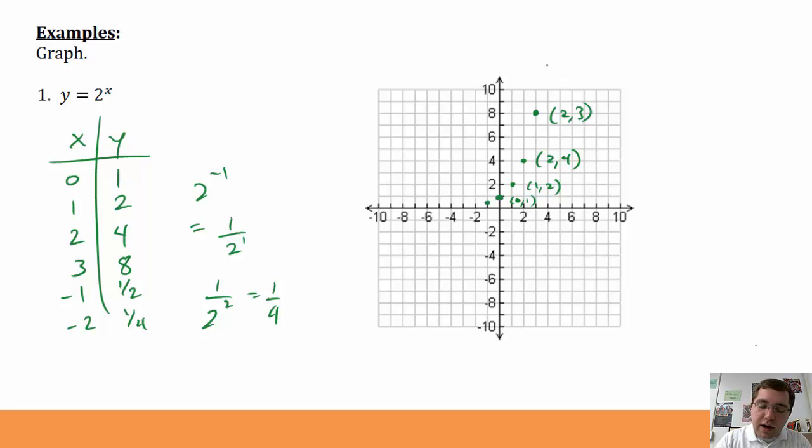So I can sketch the graph like this. It gets closer and closer and closer to the x-axis as x gets further and further negative. It's hard to draw. It looks something like that. That is the graph of this exponential function, y equals 2 to the x power. So that means that the x-axis becomes an asymptote, a horizontal asymptote, as x gets further and further negative.